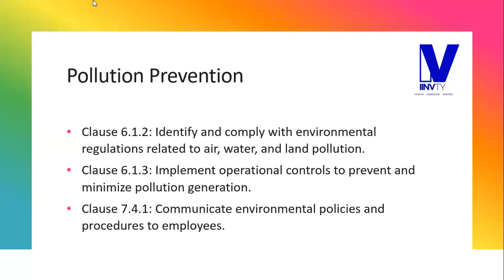Next is your pollution prevention. In this, you are going to use 6.1.2, how well you have been complying with the regulations related to air, water, and land pollution in your state. Next, how well you have been implementing the operational control to prevent the pollution which you have already identified, how you are going to control it, in 6.1.3.